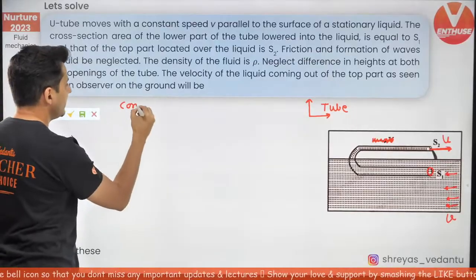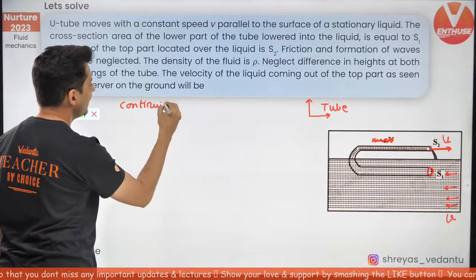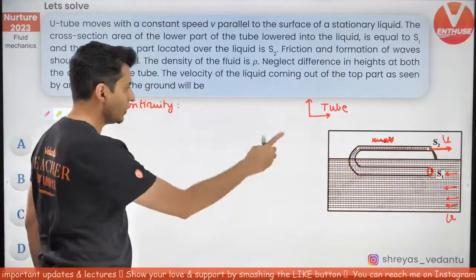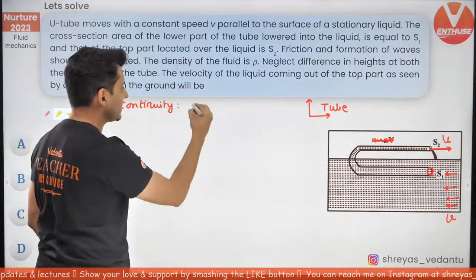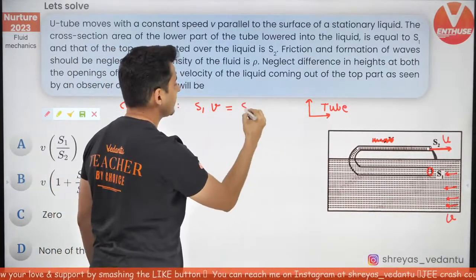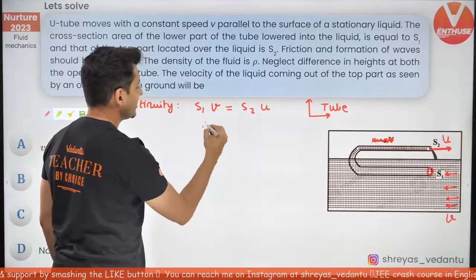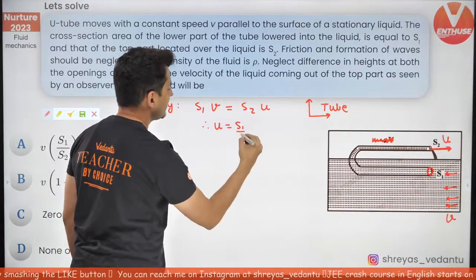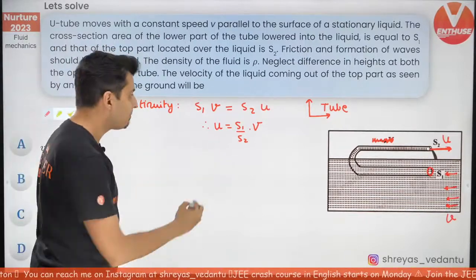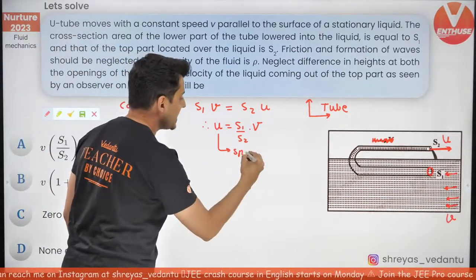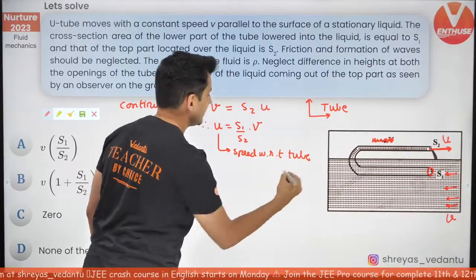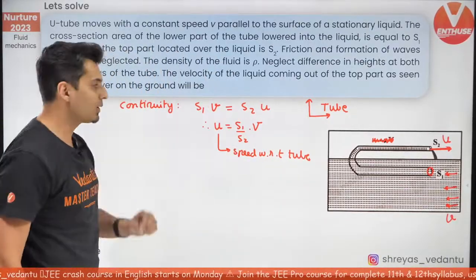So using continuity equation, because it's a continuous flow, you can see that the area of cross section, which is S1, into speed, which is v, will be equal to the area of cross section, which is S2, into u. Therefore u will be equal to S1 by S2 into v. Remember, this is the speed with respect to the tube.